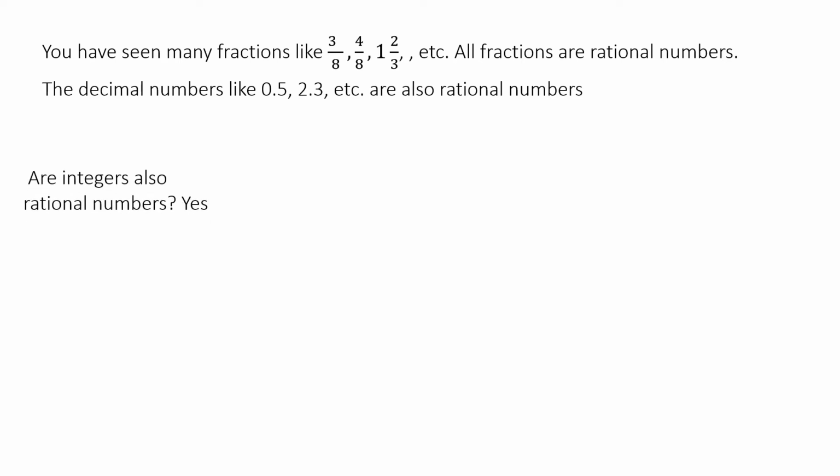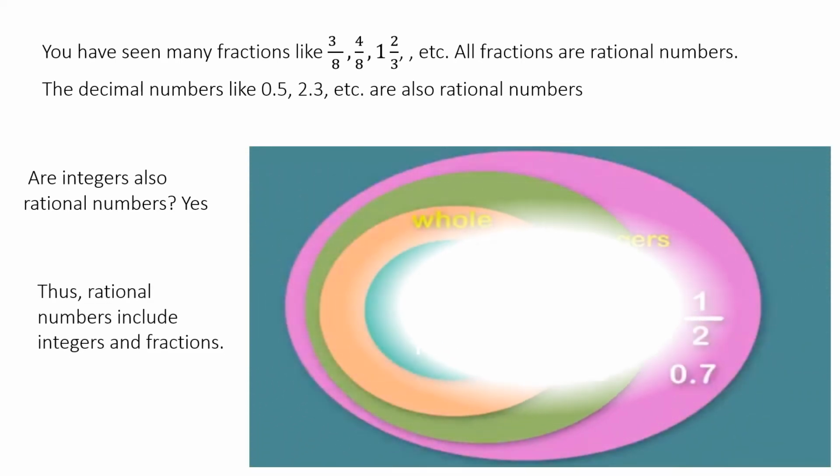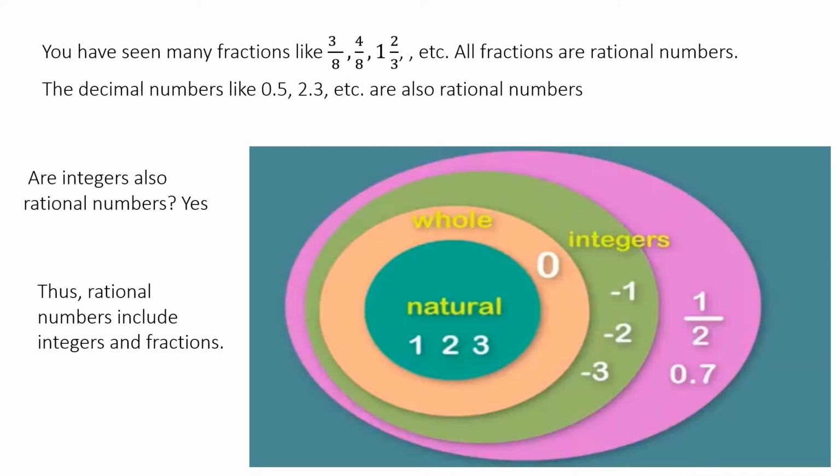Yes. Since negative 3, how can you represent negative 3? Negative 3 can be expressed as negative 3 by 1. Yes, they are also rational numbers. Thus, rational numbers include integers and fractions also. From this figure, it is very clear that this is the set of rational numbers.